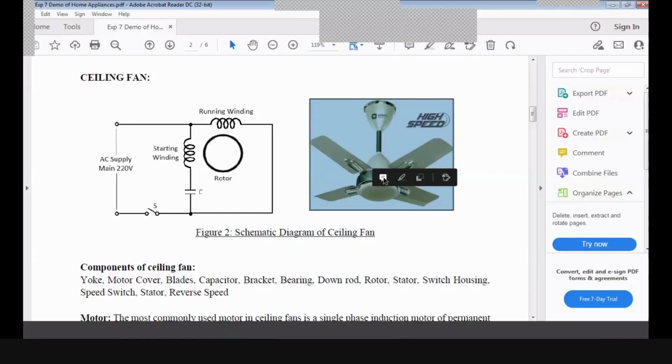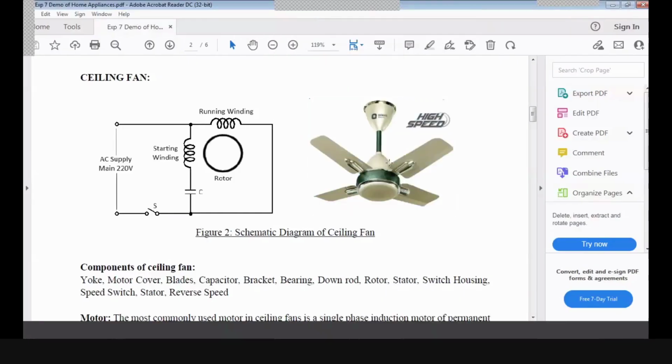So here you can see where is the motor in this fan. Can you tell me? Ma'am, the circular. Yes, so this circular part is the motor, right? So when you are starting the fan, this circular part will rotate, right? So this is the rotor of the motor, okay?